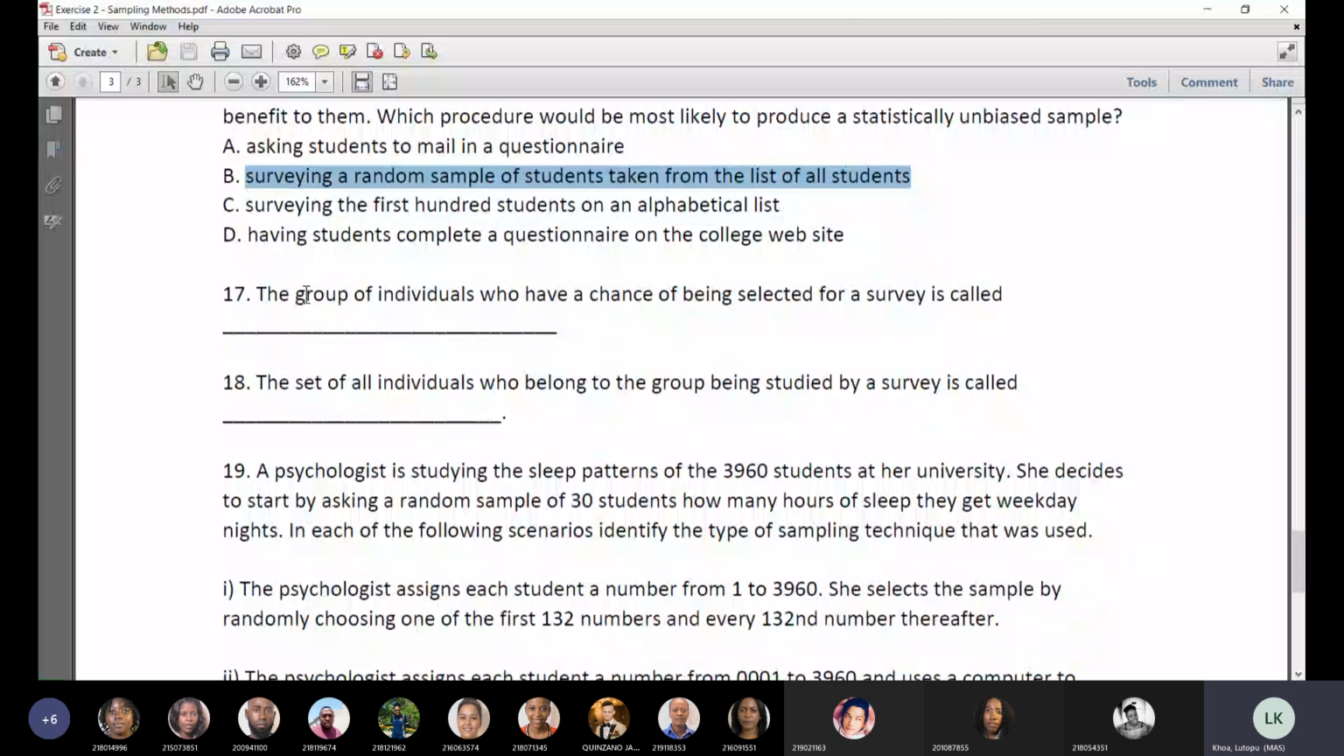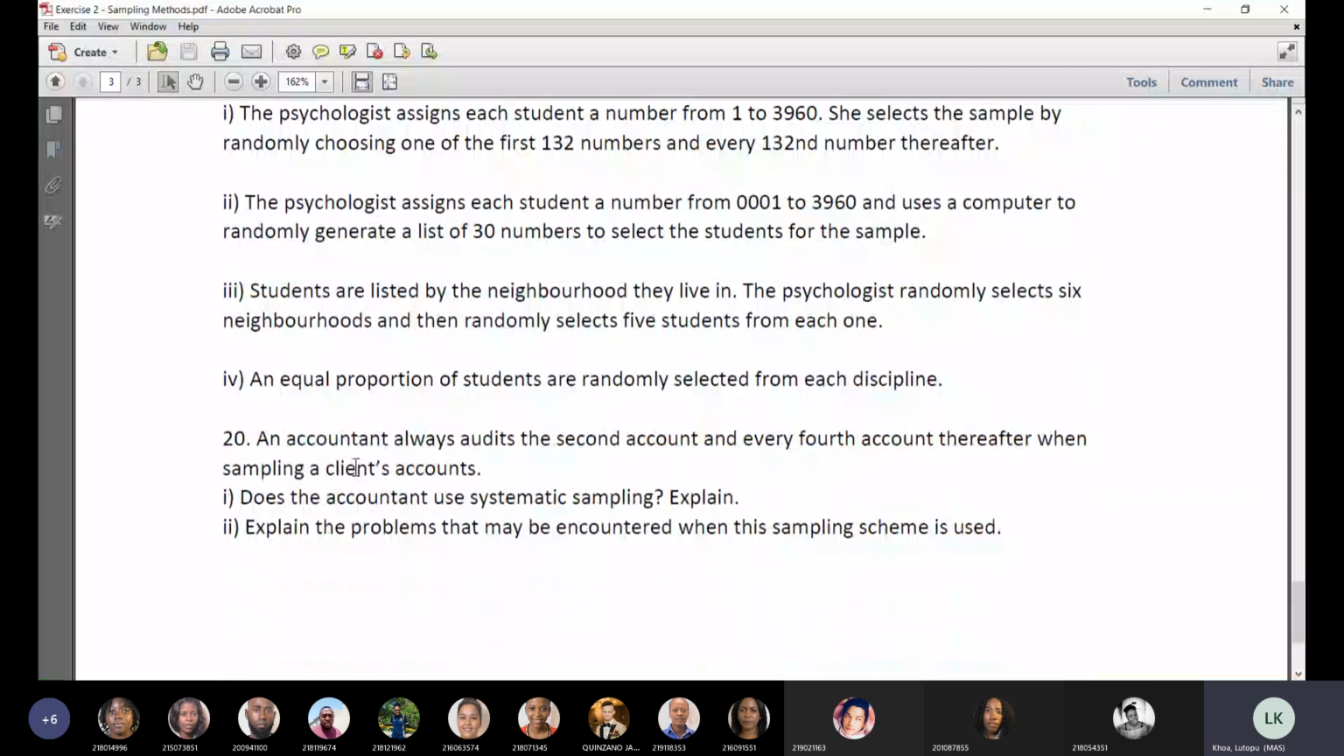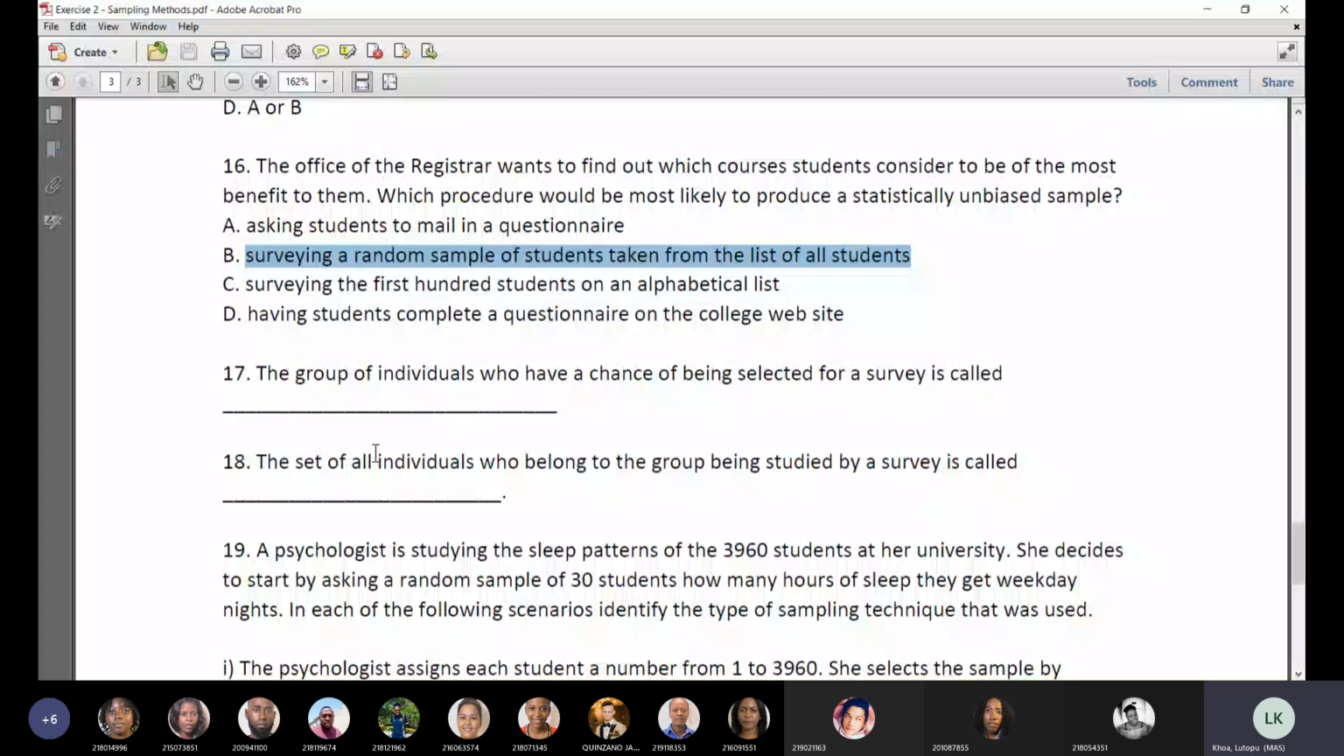Okay, so I just want to do number 17 and 18, and then number 19 and 20. Those involve you guys doing some thinking, answering them in your own words, so you can answer those. Number 17, the group of individuals who have a chance of being selected for a survey is called a sampling frame. So that list where you take your sample from, that is a sampling frame. So when you're asked what is a sampling frame, it is just the list of the entire population.